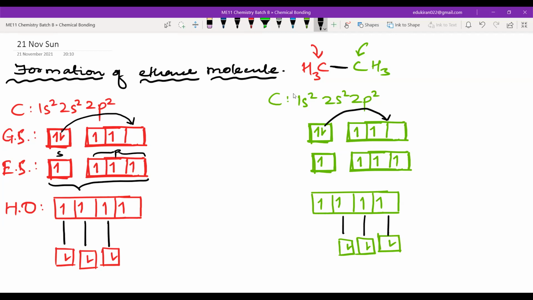And there will be one bond between these two sp3 orbitals. Yes, Rishan, correct. Between these two sp3 orbitals, okay? So we have this as sp3. This is also sp3. All of them are sp3, in fact.